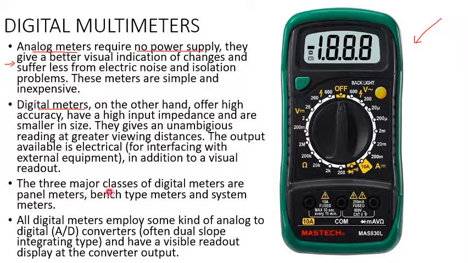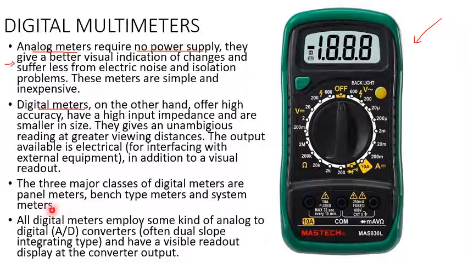The next is that there are three types of digital meters: panel meters, bench type meters, and system meters. Panel meters have 6 or 7 displays, like a panel, and they are connected in a factory or similar place where you want to take more than 5 or 6 readings. Bench type meters are something you can use daily, or put on a bench and use, like this digital multimeter.